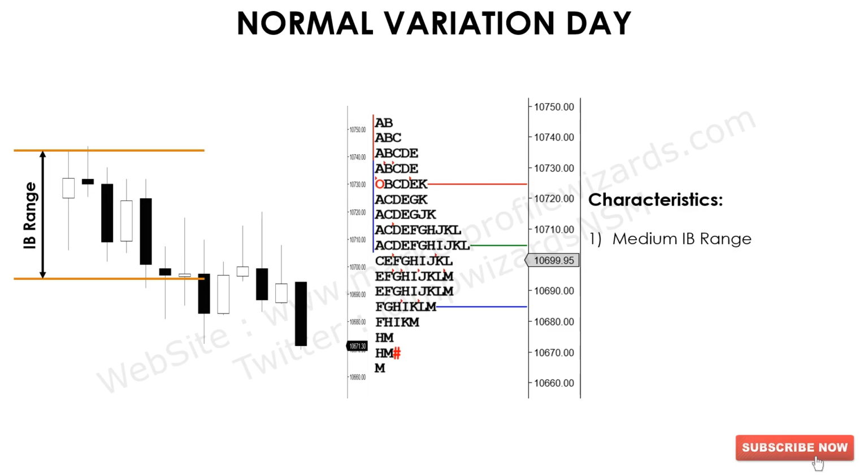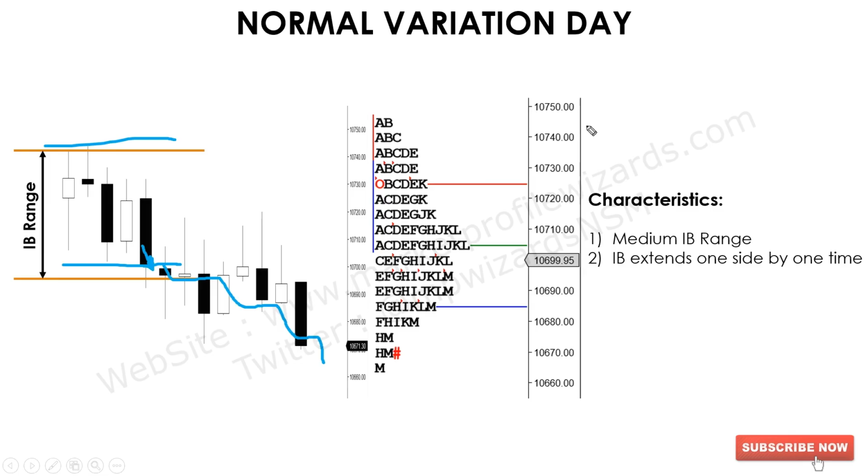The second important characteristic of the normal variation day is that the IB extends on one side by one time. What does it mean? After the formation of the IB range, I'll mark it on the chart here. So this is the IB range, the first 1 hour IB range. Once the IB range is formed, if the IB low is broken, let's say this low got broken, after that the market traded in one direction. That's what it means to say: IB extends on one side.